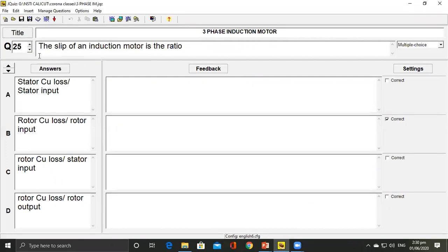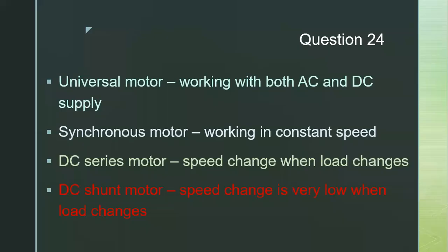Okay. So 25th question. The slip of an induction motor is the ratio: A, stator copper loss divided by stator input; B, rotor copper loss divided by rotor input; C, rotor copper loss divided by stator input; D, rotor copper loss divided by rotor output. It is a question you can easily answer using the power flow diagram that we already discussed.